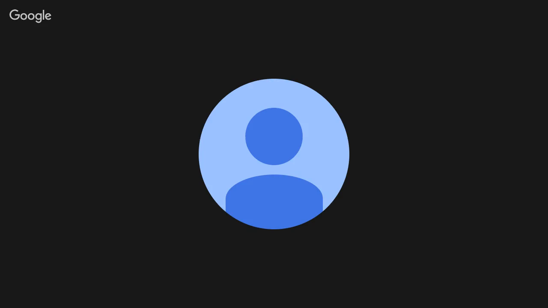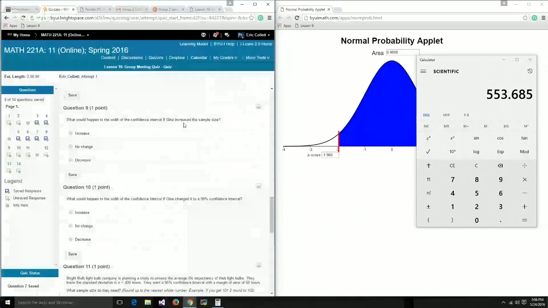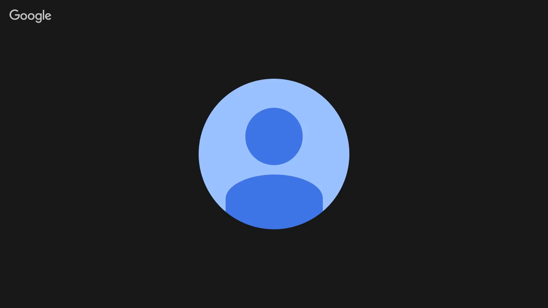Yeah, I don't think her confidence interval should change at all though, because she's just confident. Like she's just 95% confident that the true one lies within it. I don't feel like it should, but maybe it does.